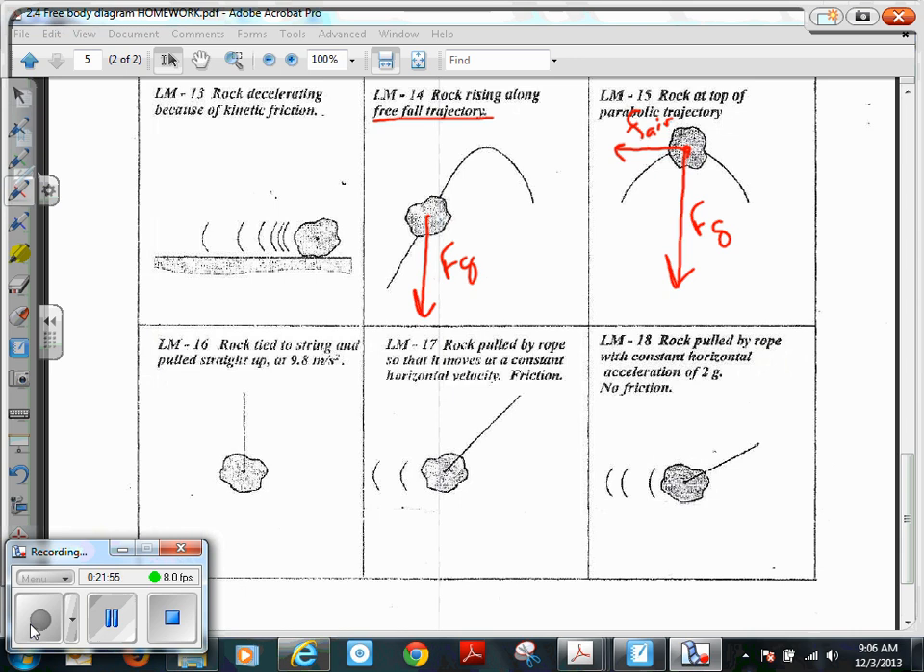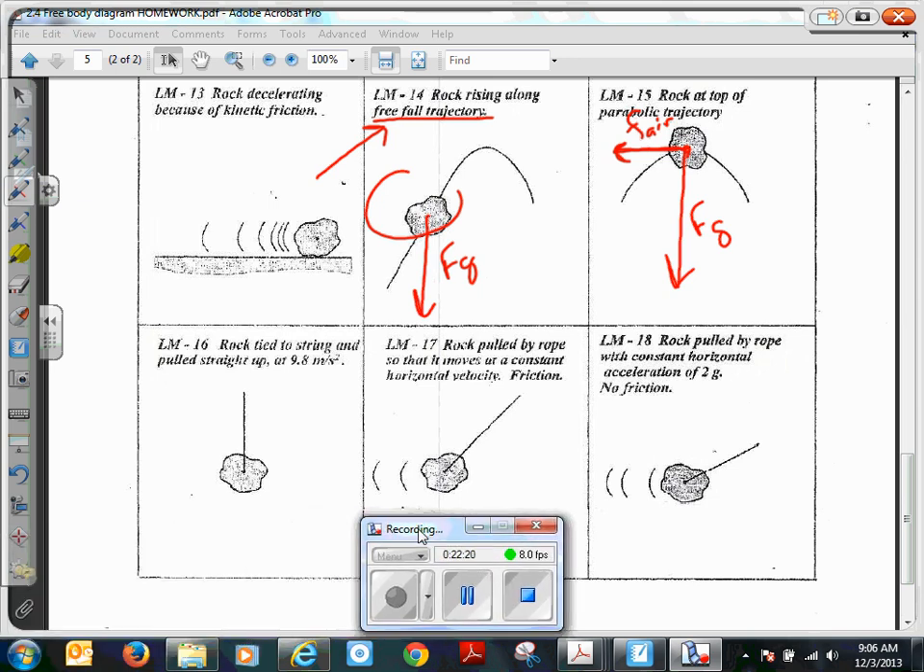Okay, so the question was, why is there no air friction here? Well, by definition, free fall means it's free of forces besides the force of gravity, so there'd be no air friction here. It doesn't say free fall here, but this air friction has to be right tangent to the parabolic path. Rock tied to a string and pulled straight up at 9.8 meters per second squared.